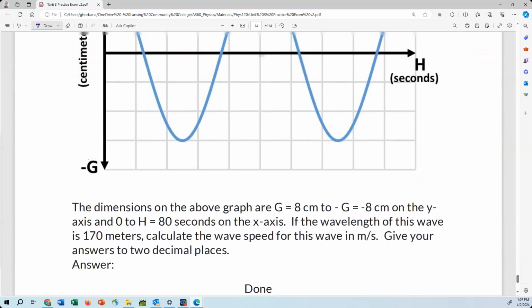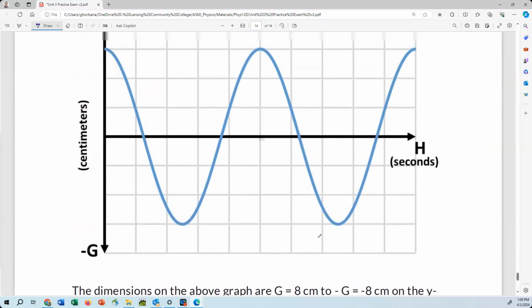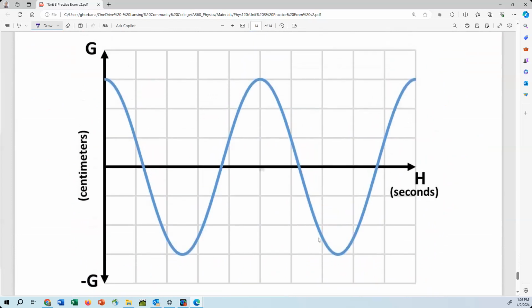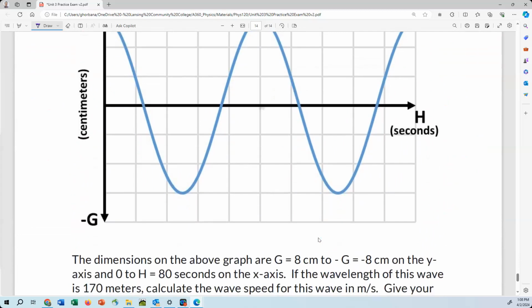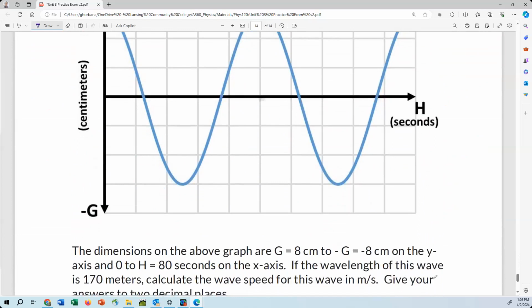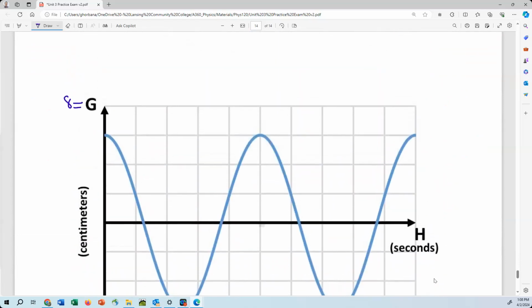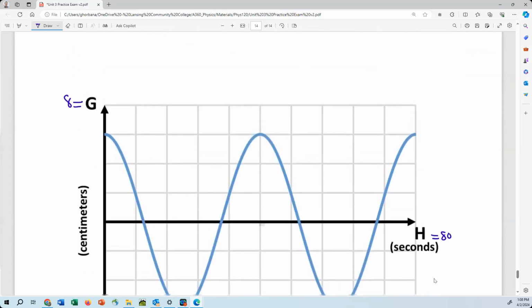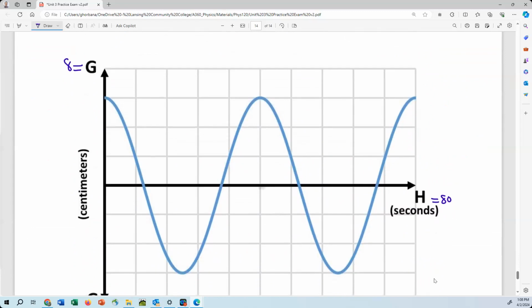The last one is displacement over time again. So what is the G? G is 8. What is the H? G is 8, so how many units do we have? 1, 2, 3, 4. 8 divided by 4 is going to be 2 centimeters. So from here to here is 2 centimeters. Good.